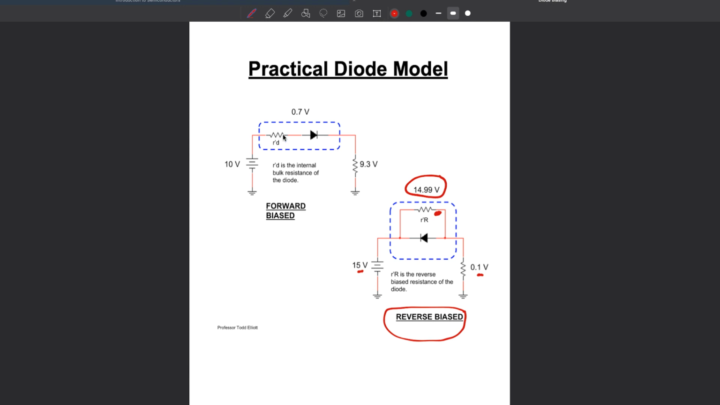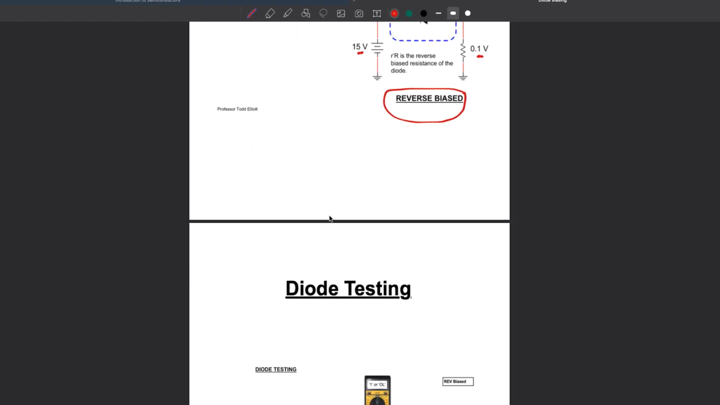Over here, the resistance of the semiconductor appears sort of in series with the diode. So again, we have 10 volts here. We have 0.7 there, and that 0.7 is dropped internally across the semiconductor barrier potential, and that leaves us about 9.3 volts for the load.